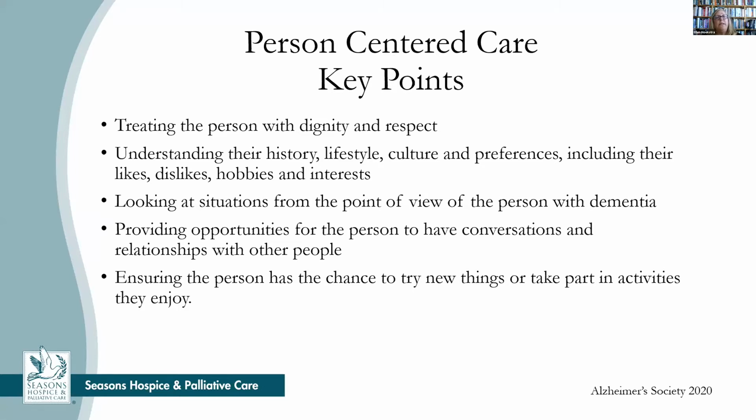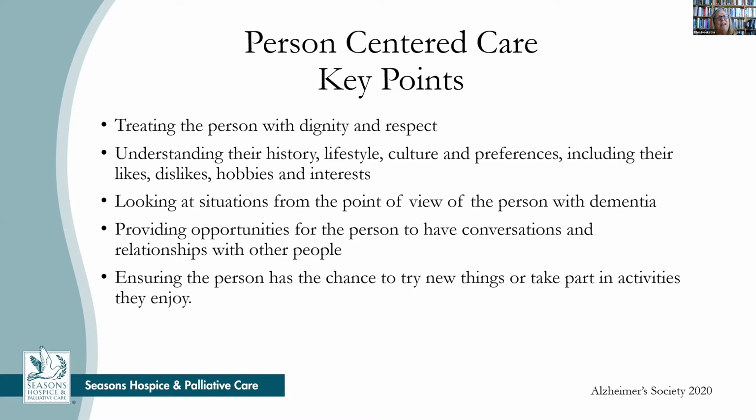But we need to understand who they are and what their history was about, what their lifestyle, culture, and preferences, their likes, their dislikes, their hobbies, and their interests. We need to know all those things. And then I think Mark kind of touched on this a little bit before, looking at the situations from that person with dementia's point of view, not our point of view. I always ask everybody, as adults, do we like to be told no? And I think overwhelmingly, not many of us want to be told no. And I think we need to remember that.